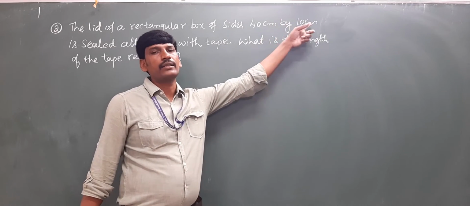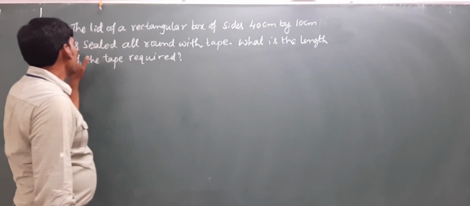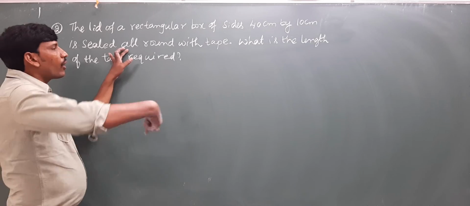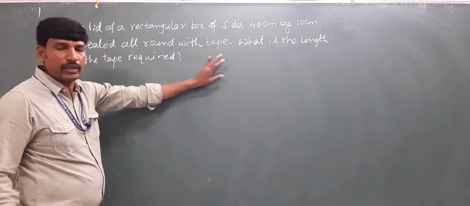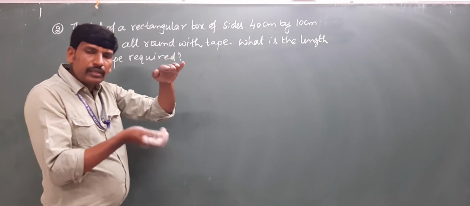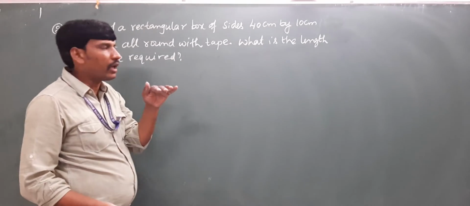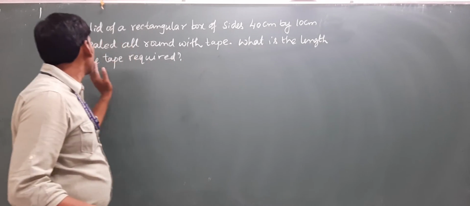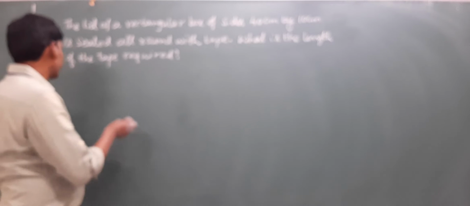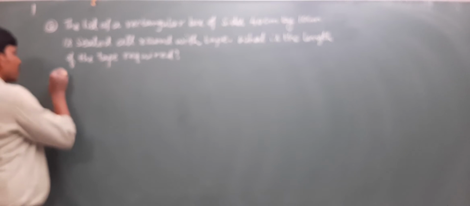So 40 centimeters by 10 centimeters means length by breadth. This is length, this is breadth. It is sealed all round with a tape. There is a rectangular box, they sealed it with tape. Now, what is the length of the tape required to seal the box? What is the length of the tape required? See, generally let us discuss the solution.